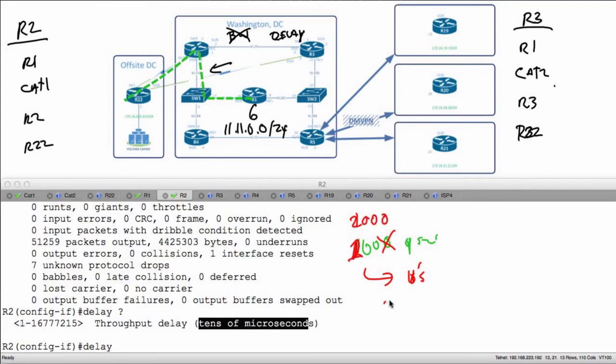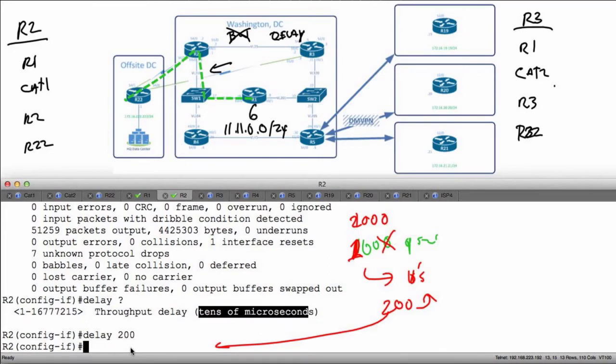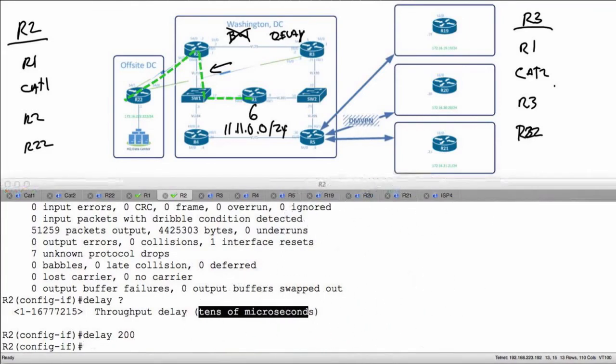Now that means I'm going to put in 200 tens of microseconds right here. So let's do that. Let's say delay 200 and hit enter. Now what this should do is affect our computation. Now I'm going to go ahead and remove this, and I'm going to annotate what we did up here. On this link we changed it to 2,000 microseconds, or 200 tens of microseconds.